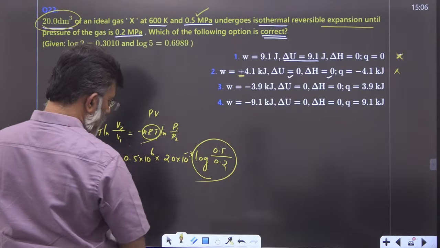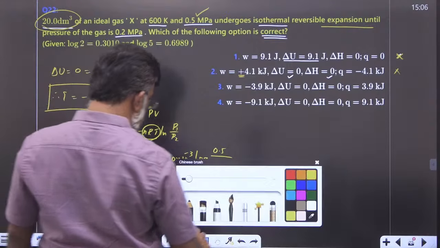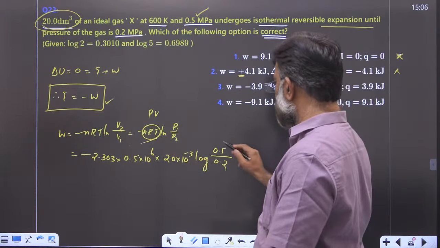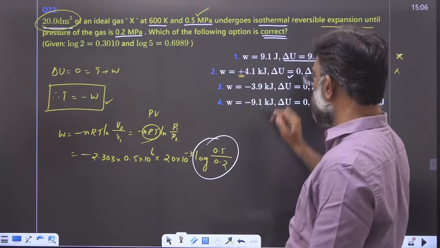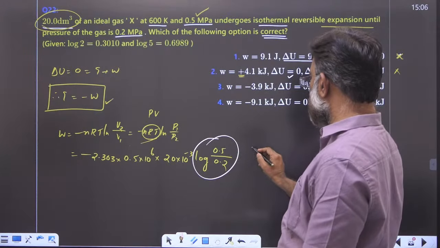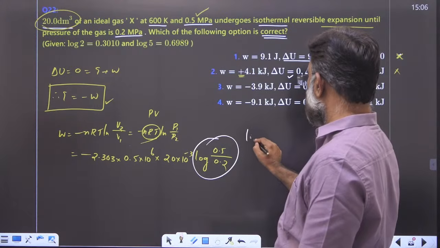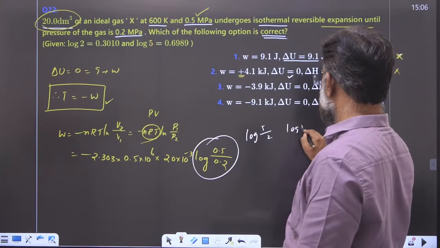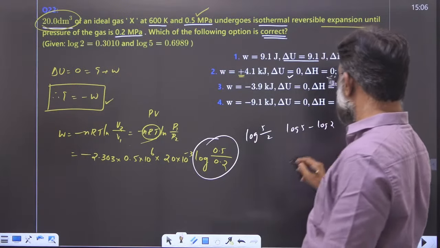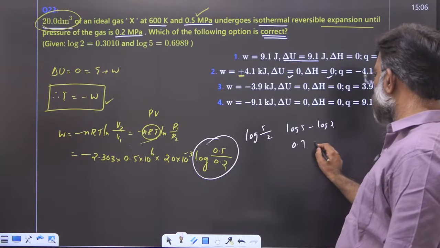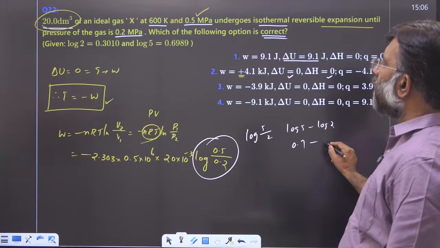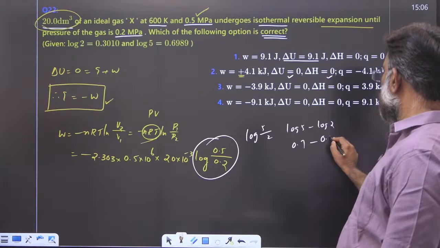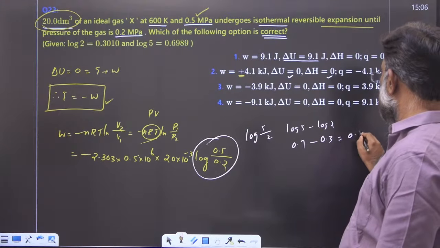That we can do separately. Please work out; it will be minus in any case. This is log 5 by 2, that is log 5 minus log 2. Log 5 is 0.7, precisely 0.6989. Log 2 we know is 0.3. So it is 0.4.